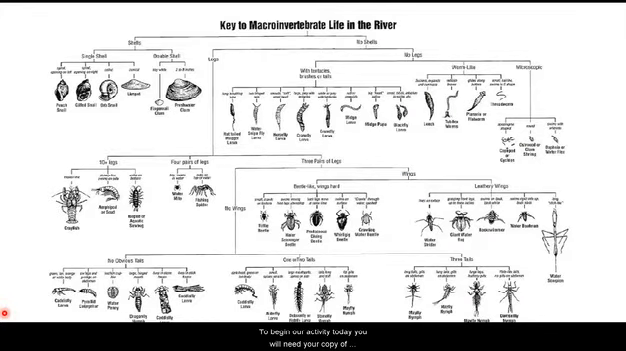To begin our activity today, you will need your copy of the Key to Macroinvertebrate Life in the River. This is a key that will help us figure out what kind of critters we have in our stream samples. As you watch the videos, make sure to look closely at the critters. Look for shells or no shells. Look to see if they have legs or no legs. If they have legs, count up to see how many they have. Look to see if they have any tails. If they have tails, how many? This key will help us figure out what kind of critters we have in the stream.